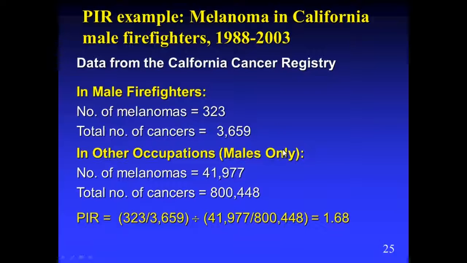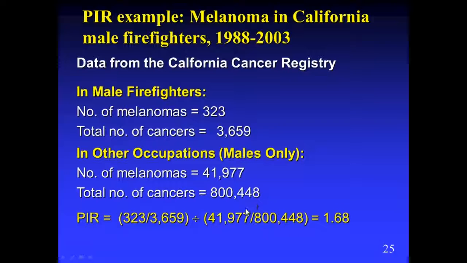So I calculated the proportion of cancers in male firefighters that were melanomas. There were 323 melanomas recorded during this time period, 1988 to 2003, out of 3,659 cancers in male firefighters. Then I took all the other male occupations, and there were nearly 42,000 melanomas in all the other occupations, and a total number of cancers of 800,000.